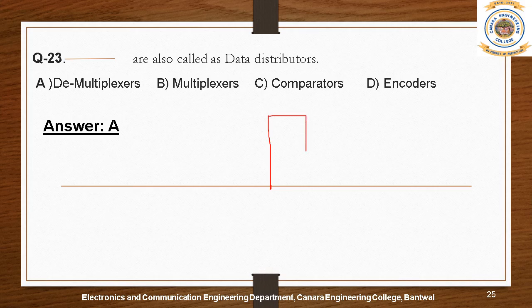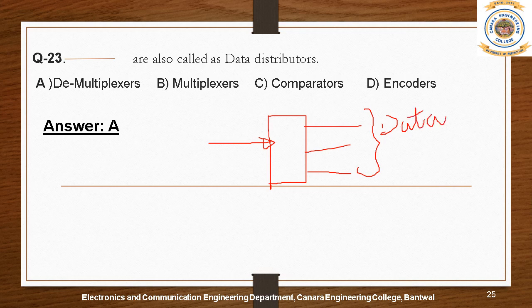Demultiplexers in the sense, if you have a demultiplexer here, the data input will be single and you have many output channels. So this is distribution. This is called data distributors.